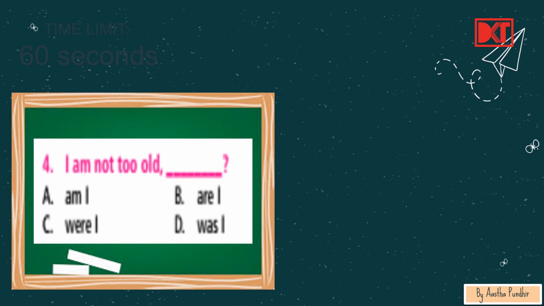Okay, next up we have "I am not too old, dash." So here we have "I am not too old." This is a negative statement. The question tag will be positive, and we just have this subject and the verb, which has to be reversed and put in. So, "I'm not too old, am I?" The correct answer is A. Pretty easy.